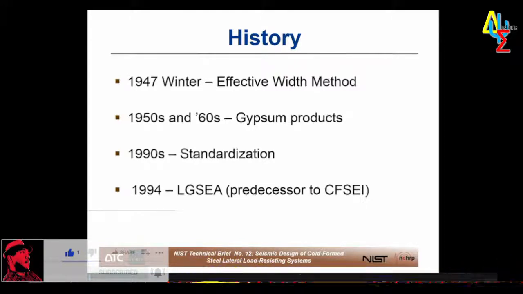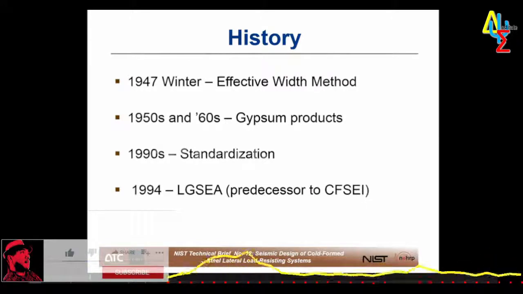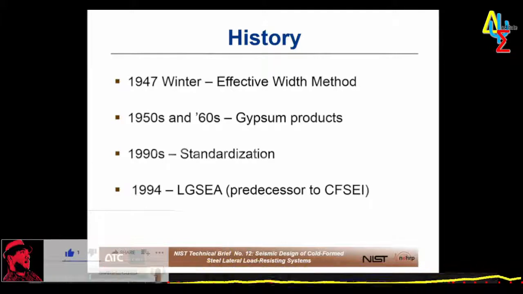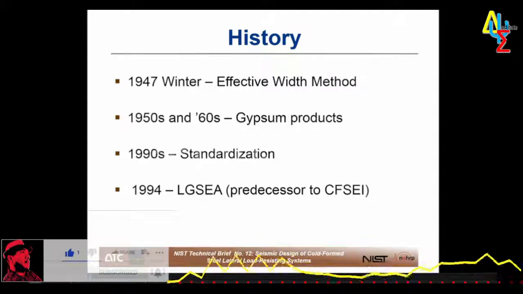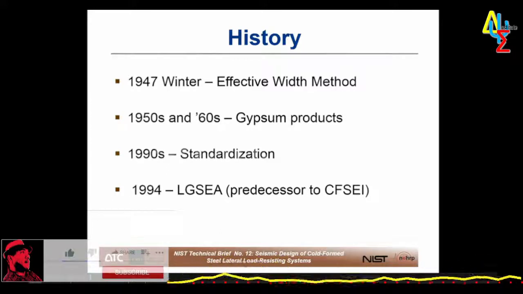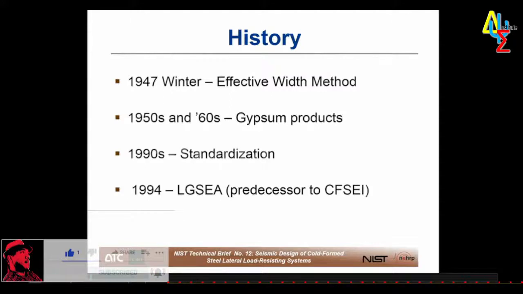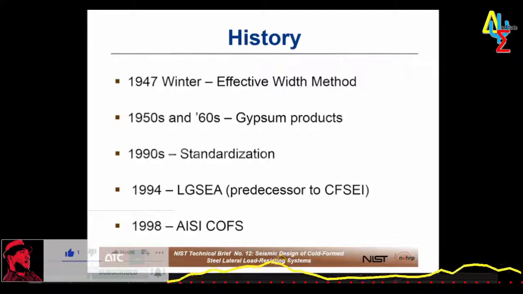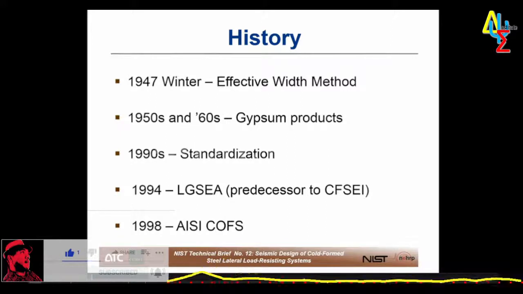In 1994, the Light Gauge Steel Engineers Association, or LGSEA, was formed. That's now called CFSEI, or the Cold Form Steel Engineers Institute. And that was formed to disseminate technical information and provide design guidance to engineers. And in 1998, AISI formed the Committee on Framing Standards to develop standards for design and construction specifically related to the cold form steel framing industry.